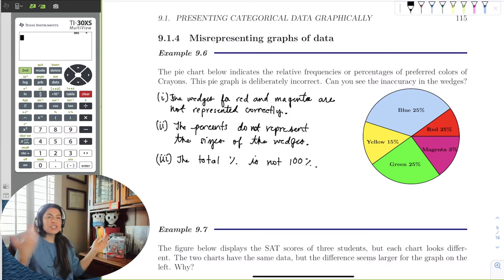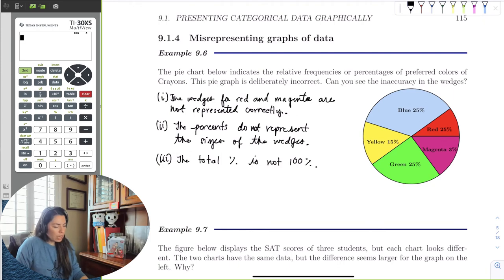Yet when you look at it, you just say, oh, blue and green had the most. But then you think, wait a second, red was the same as blue and green, and magenta should be smaller than the red. And then you start looking at it. This is why we do this chapter, because this is exactly what's presented to you in social media and in advertising. We just want you to take one step closer, look a little closer, and see if you find any invalid statements, right?